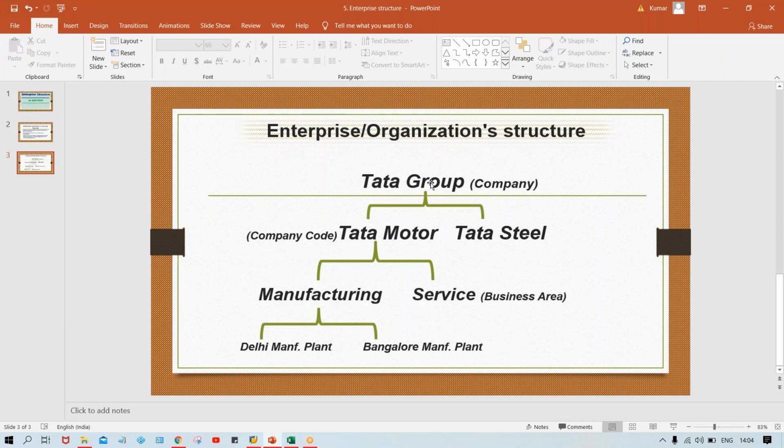Okay, first of all Tata Group, right? Under Tata Group we are having multiple subsidiaries. So now we are going to do implementations for Tata Motor. So this Tata Motor also we have to set up. Under Tata Motor it is going to be segregated into business units, like manufacturing and service units, that is going to be set up as a business area. Then we are having plants. Under manufacturing we are having multiple plants.